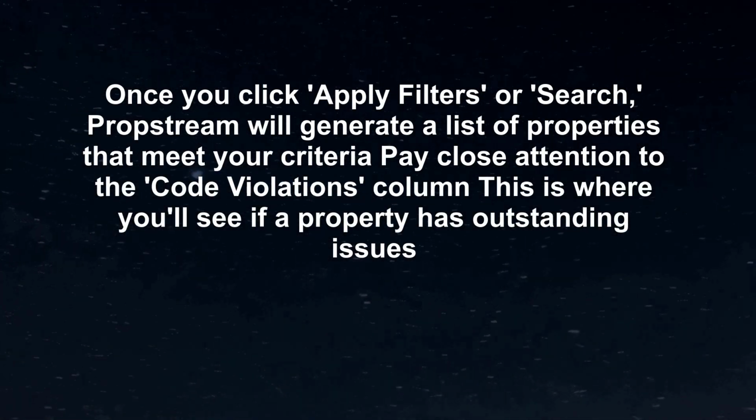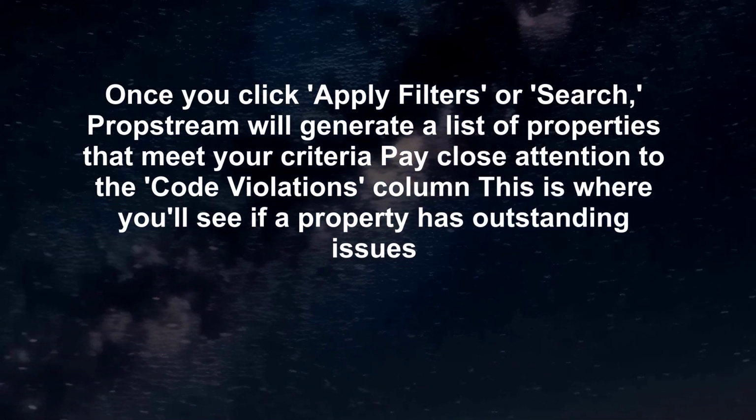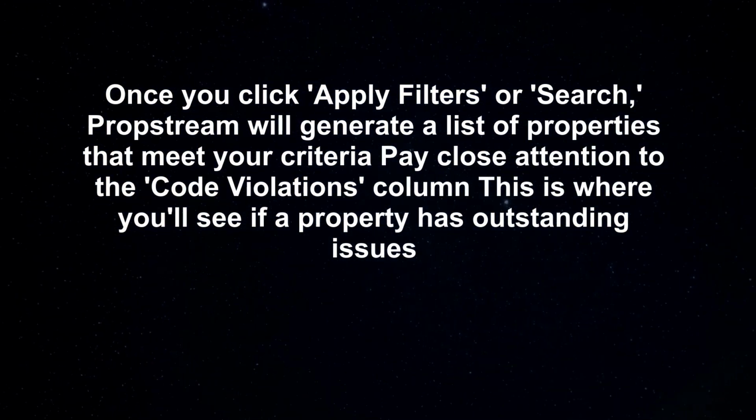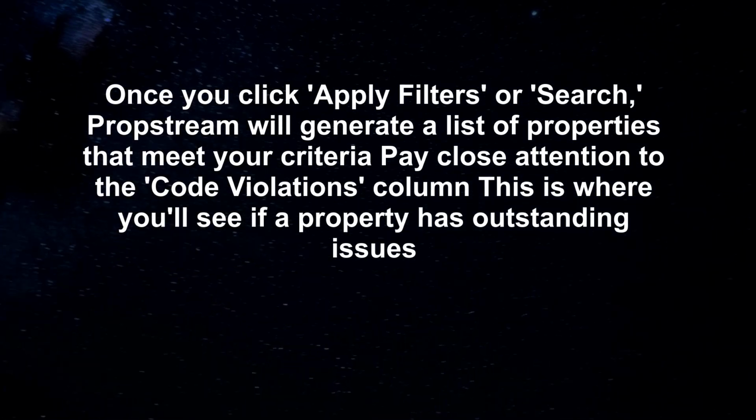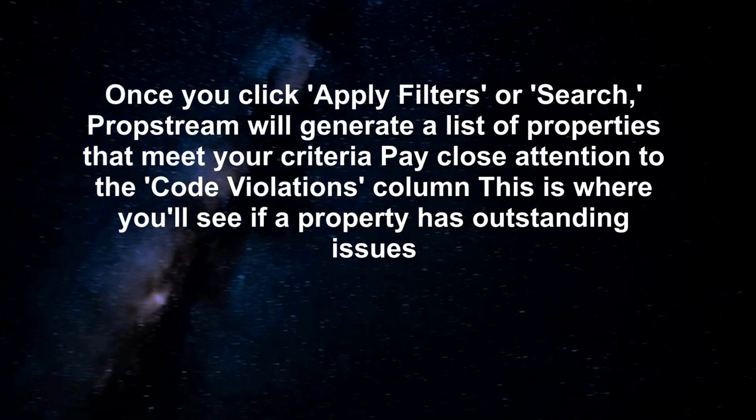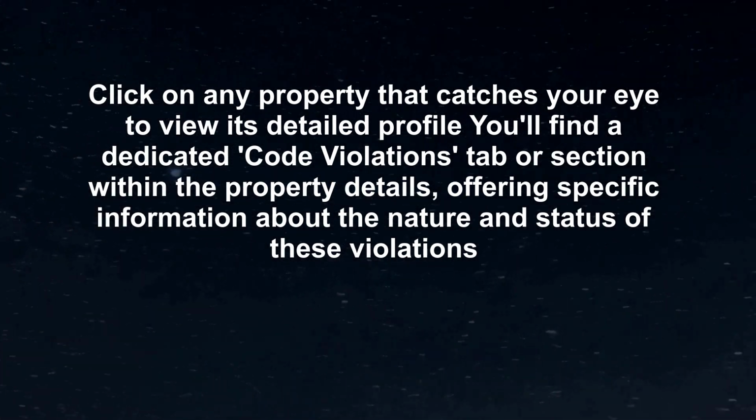Once you click Apply Filters or Search, Propstream will generate a list of properties that meet your criteria. Pay close attention to the Code Violations column. This is where you'll see if a property has outstanding issues. Click on any property that catches your eye to view its detailed profile.